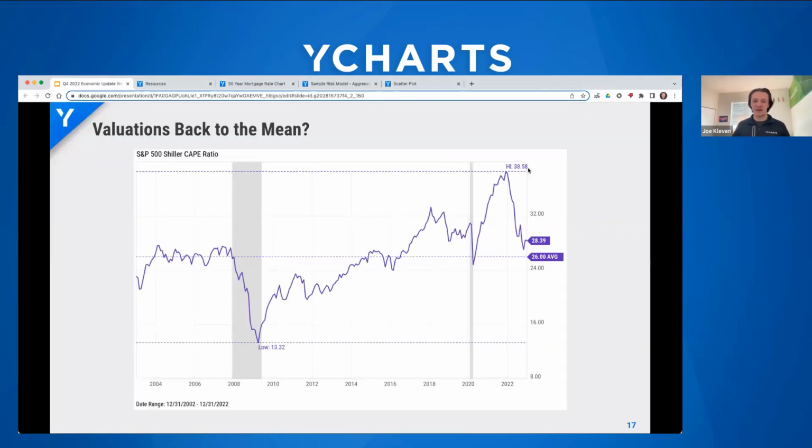But now moving on to our final segment and our definite crowd pleaser, our charts of the moment, with a couple extra charts this go around to commemorate the end of another year. So starting off with valuations back to the mean, looking at the S&P 500 CAPE ratio, which hit a 20-year high towards the end of 2021. But just fast forward a year later, now a sharp decline has seen CAPE regress towards average over that time period. At 28.4, still about 2 points above its 20-year average.